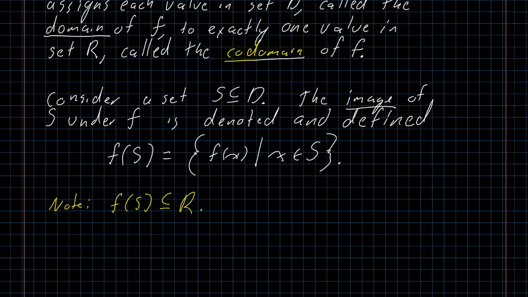The first thing I want you to notice about this definition is that the image of any set will be a subset of the codomain. That's the definition of the function. x has to be a value in the domain, and then f of x has to be a value in the codomain. So if we collect a set of values f of x, we are collecting a set of values that are from the codomain. F of S is definitely a subset of the range. I'm sorry, I'm getting ahead of myself. F of S is definitely a subset of the codomain.